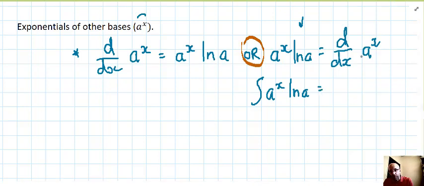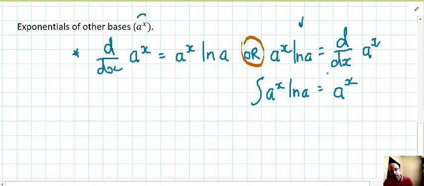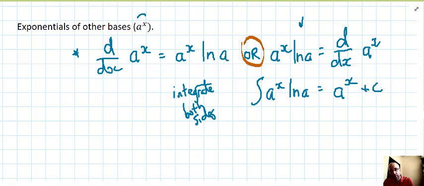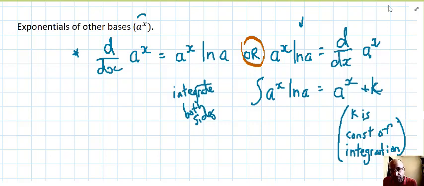On the right hand side, we would be undoing the derivative, so we would just have a to the x. So integrating both sides, that's what we're doing there. Alright. And that would just be a to the x. Of course, there's got to be a plus c there too. Actually, I just changed the c to a k because we're going to use c later on. K is just the constant of integration, okay?